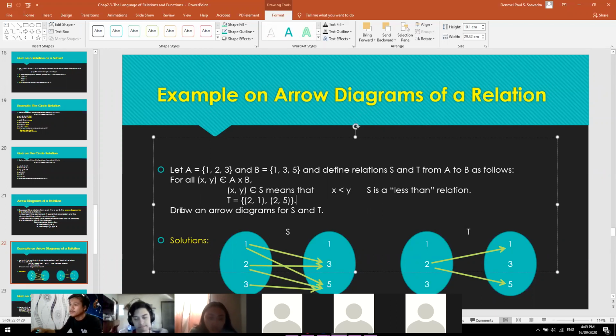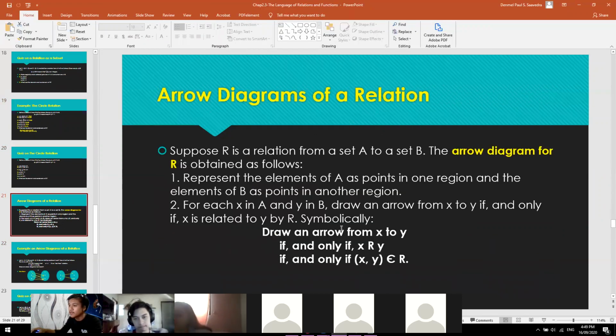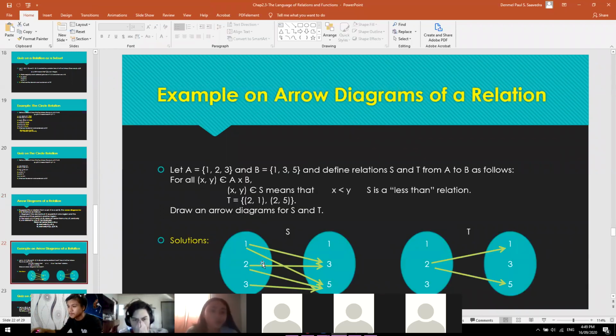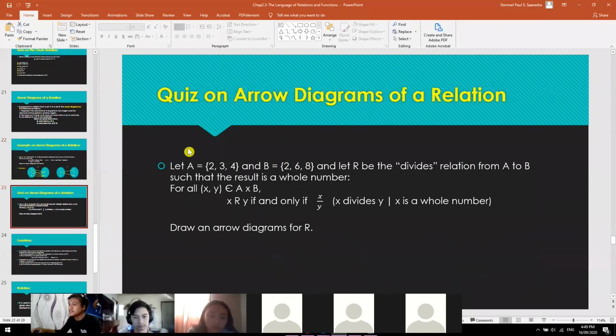So, instead of using the symbol R for relation, gagamit tayo ng arrow. Okay? And then also with the use of a Venn diagram. So, next one is, of course, quiz ulit. Okay? So, quiz on arrow diagrams of a relation.